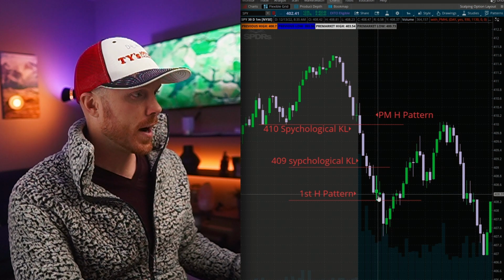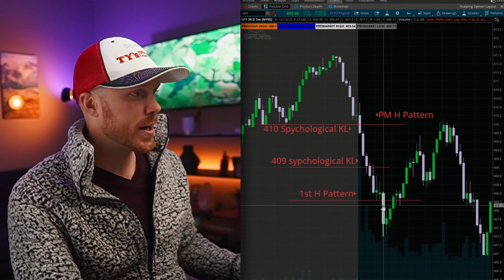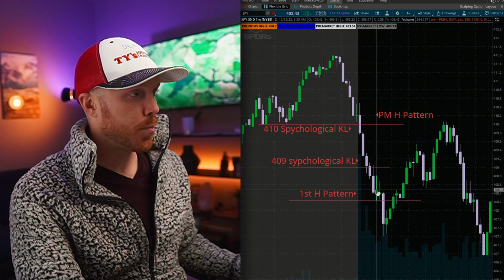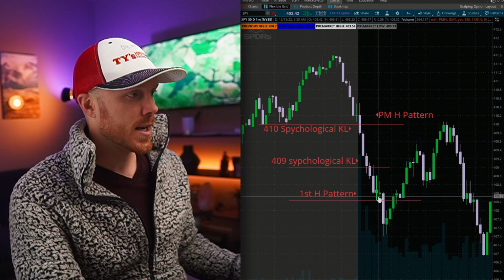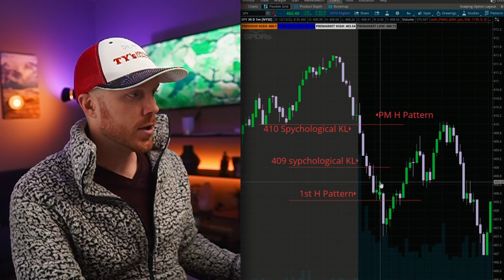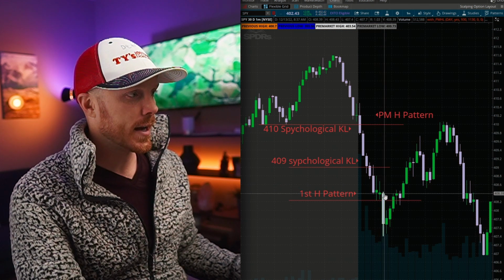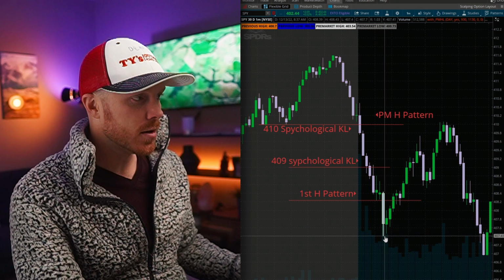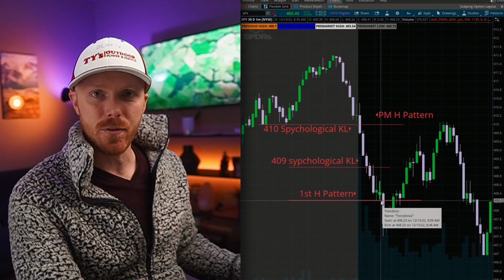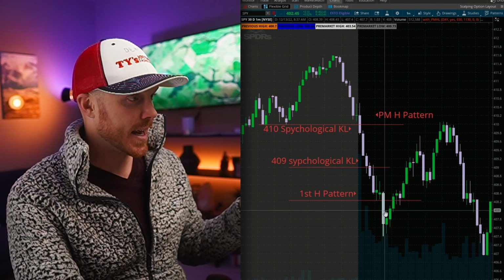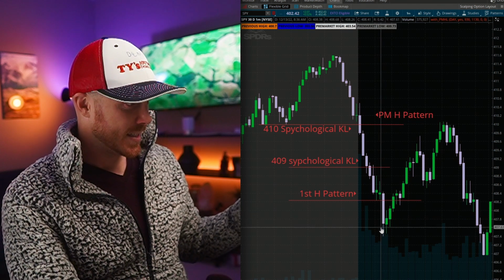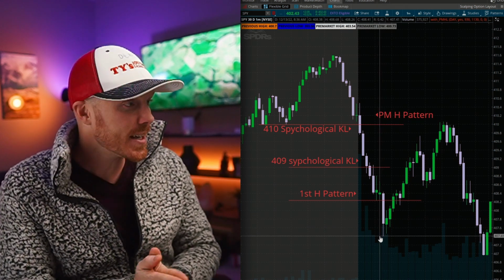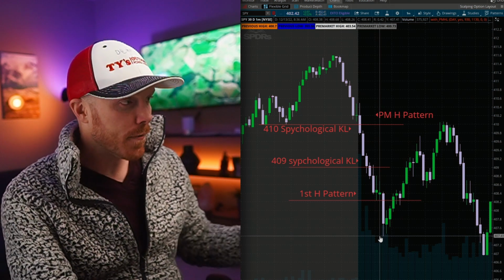Now this level right here comes down to actually 408.20, and this is where it stops. We see profit taking, we see another profit taking candle, and then we see this white candle, and guess what it does? It blows literally right through that key level and gives us 20, 40, 60, 80 cents. 80 cents in one candle off of an H pattern.